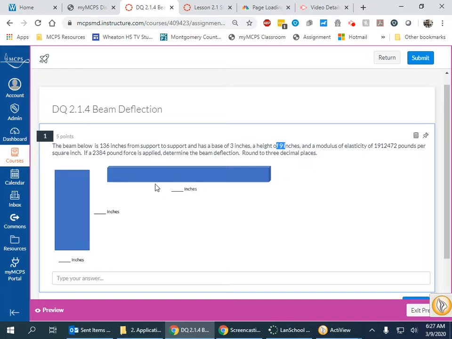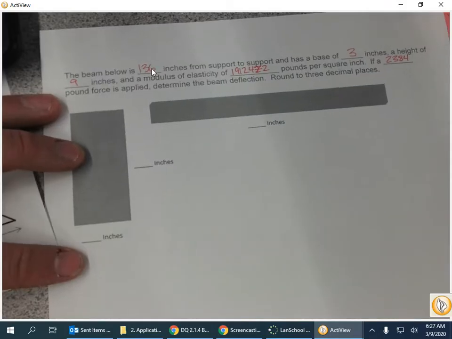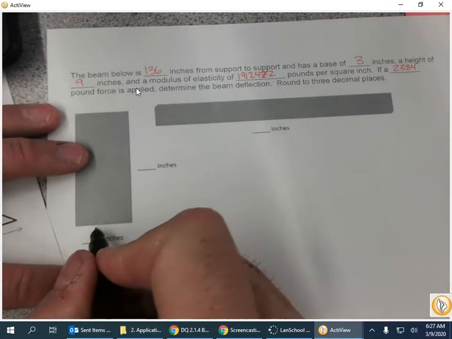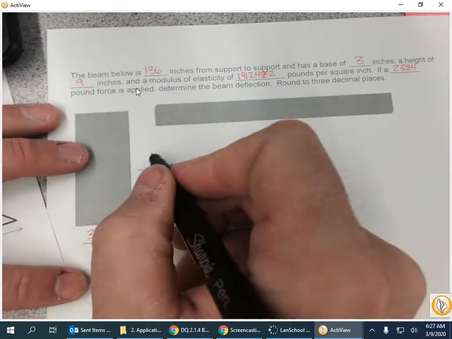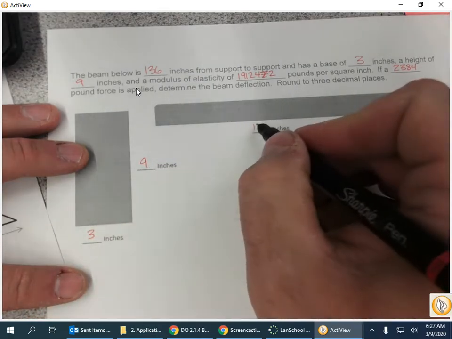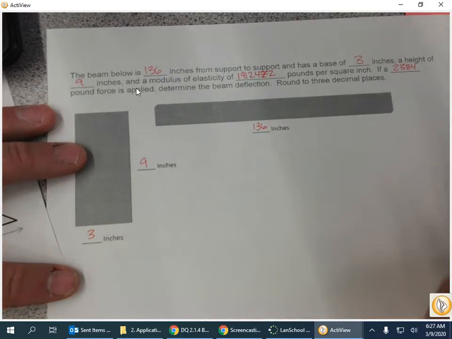Modulus of elasticity of 1,912,472 pounds per square inch. And it says if a 2,384 pound force is applied, determine the beam deflection, rounded to 3 decimal places. So what I'm going to go ahead and do is transfer some of this information. So 3 inches base and 9 inches tall and 136 inches in length.